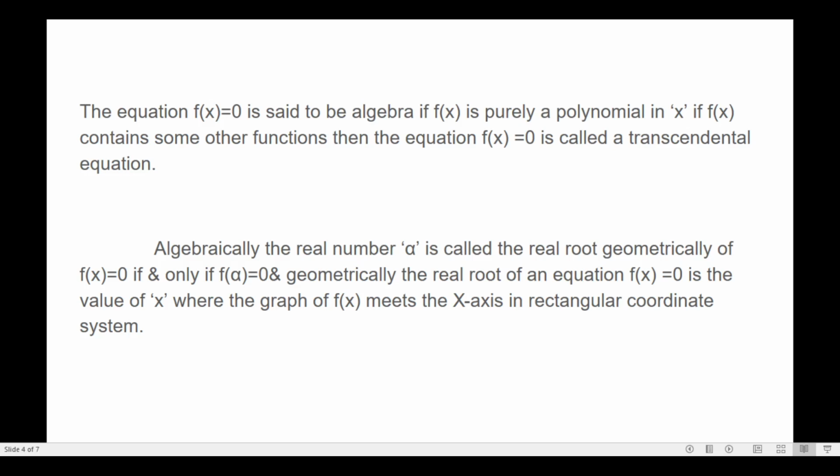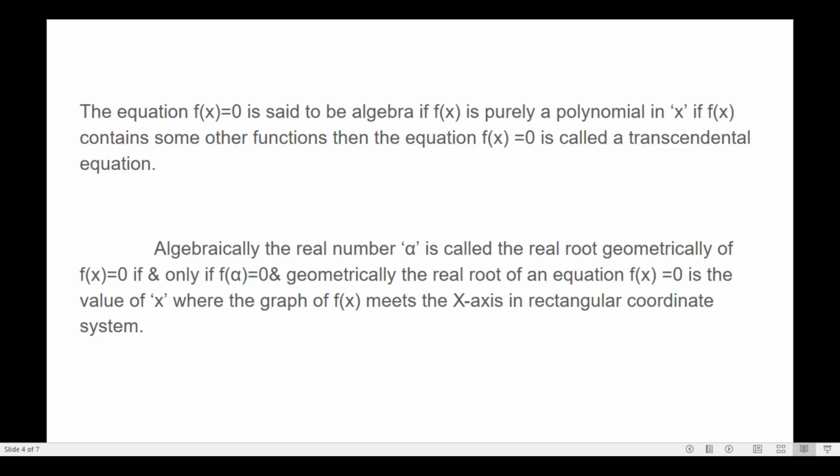And variation or change of sign. In a polynomial, if plus sign follows negative sign or negative sign follows plus sign, then this is called a variation or change of sign. Based on this, we can get the nature of the roots.